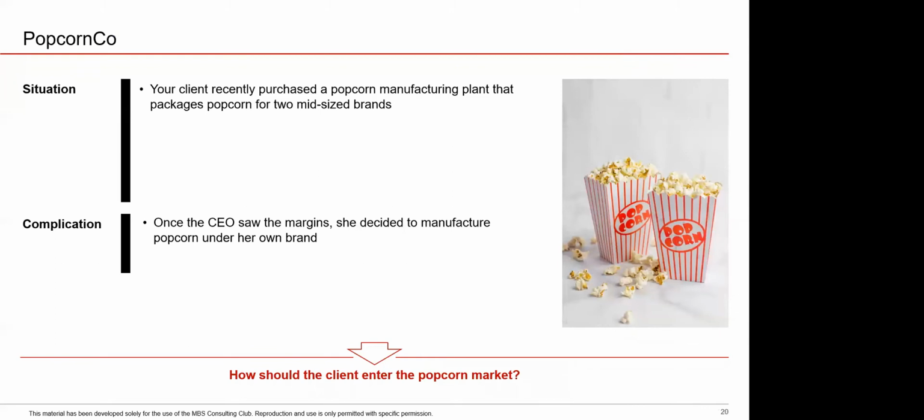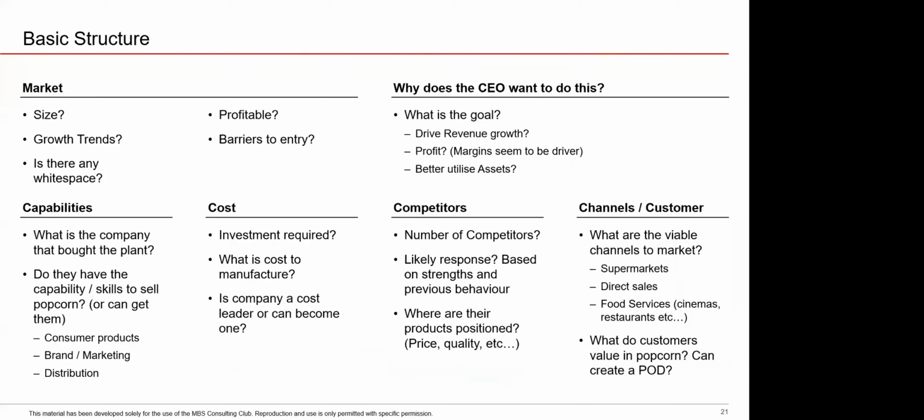So let's just do a couple more in sort of 5 or 10 minutes. So situation, client purchased a popcorn manufacturing plant that makes popcorn for 2 mid-sized brands. CEO saw the margins, she loved it and decided to manufacture popcorn under her own brand. So this is like outsourcing. So we are a manufacturer, we sell Coles and Woolies brands or equivalent. The CEO sees and goes, hey, great margins, we should have our own brand here.